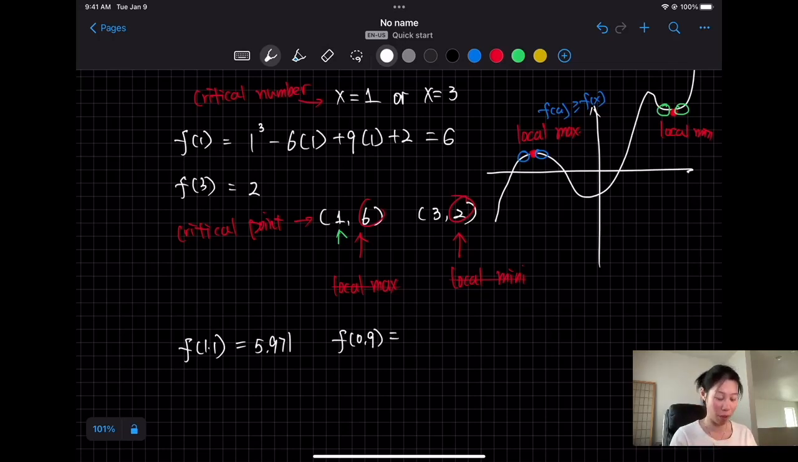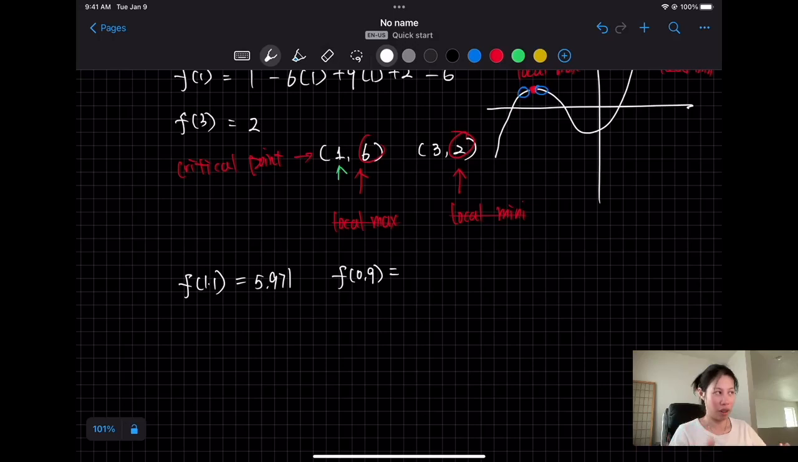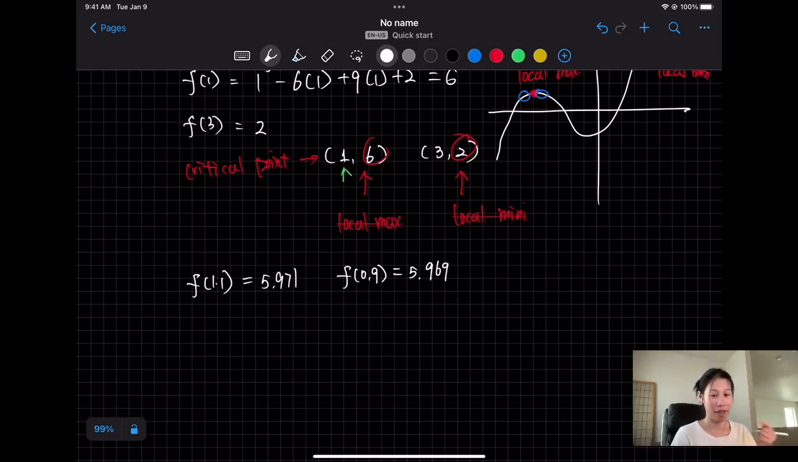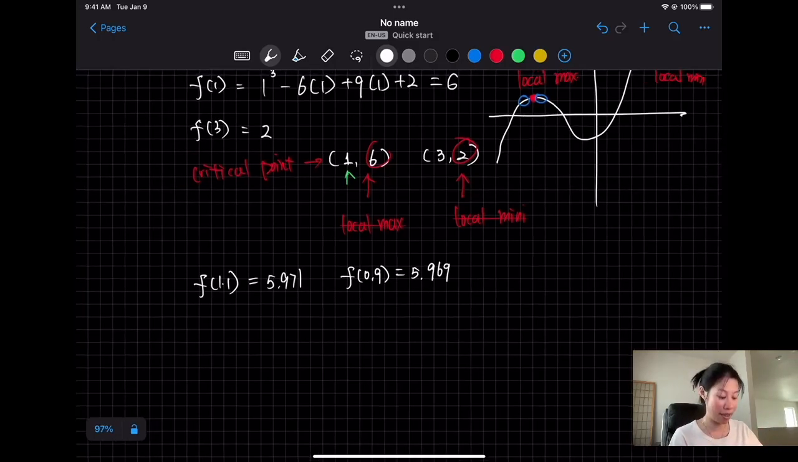And then you also need to calculate f of 0.9, which is a number on the left of 1, equals what? If you put it into the calculator, this is equal to 5.969. They're both less than 6. So now we can say, hey, this is the local maximum.